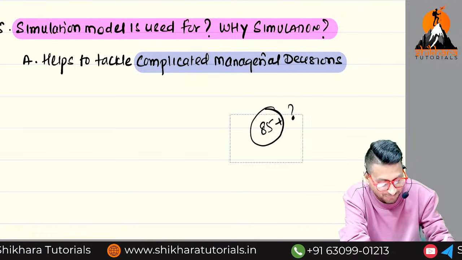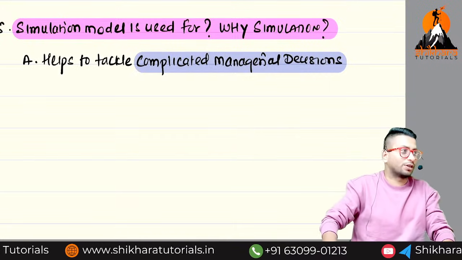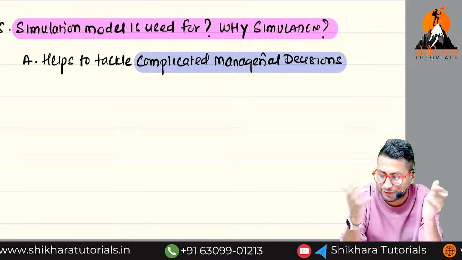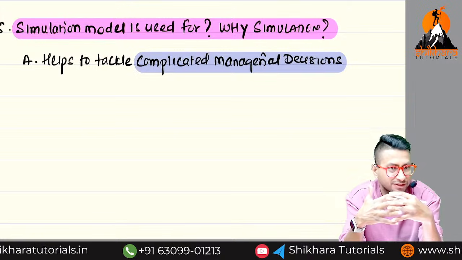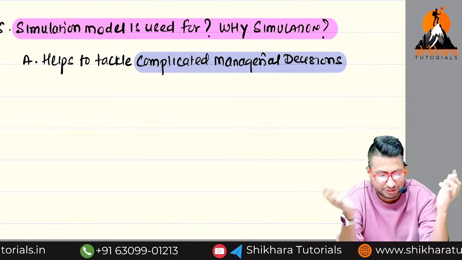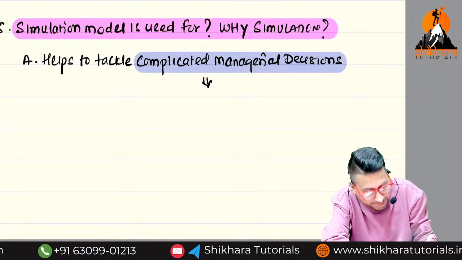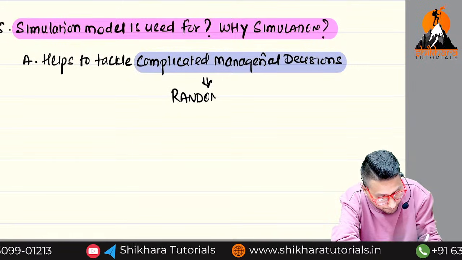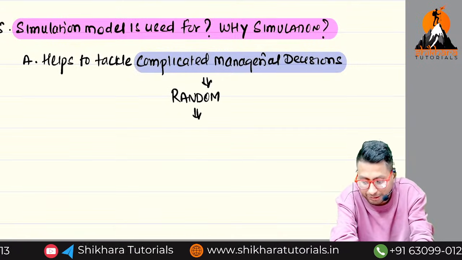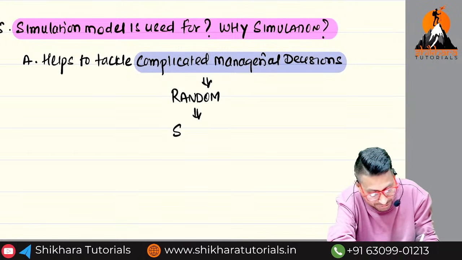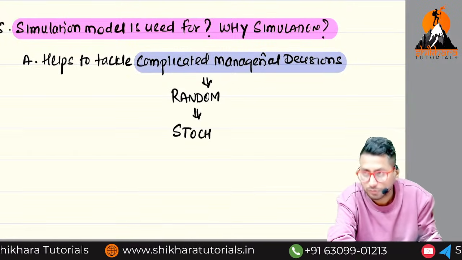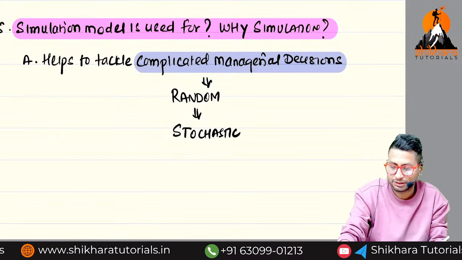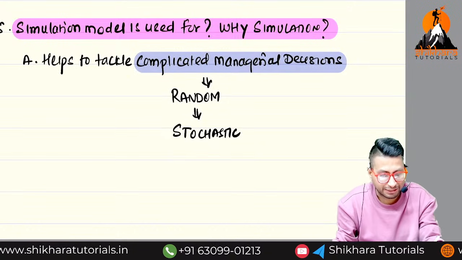Powerful. So now, what have we understood? What are complicated decisions? Decisions which impact almost every area of business, because there are many factors in business. That is why complicated managerial decisions, in short, we can call random decisions. In more technical words, we can call them stochastic decisions. Clear? Stochastic decisions are random decisions.